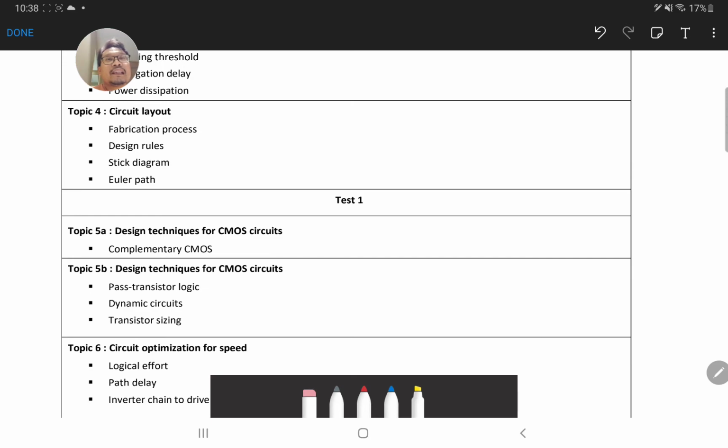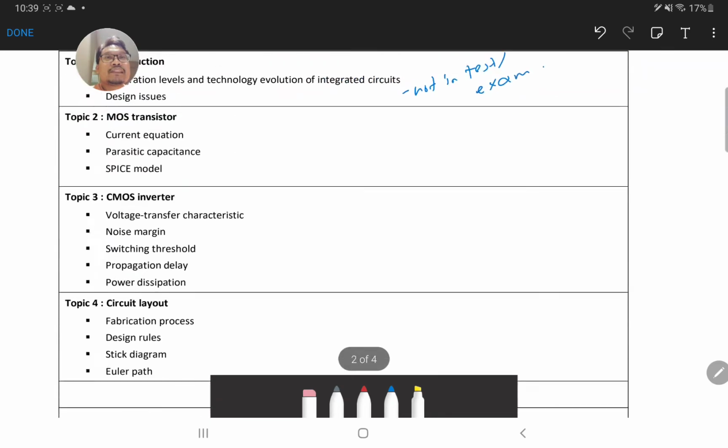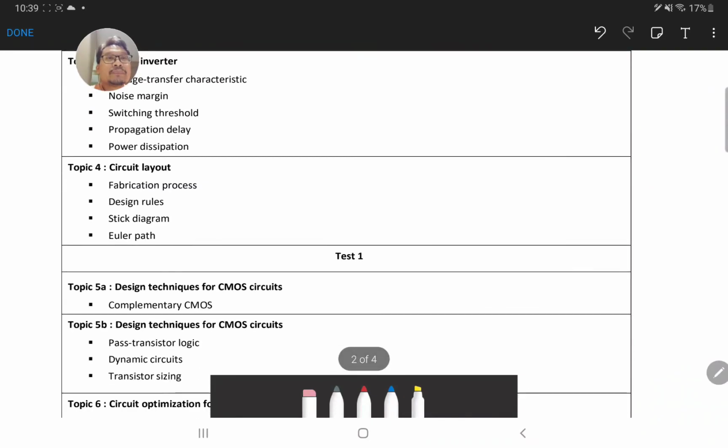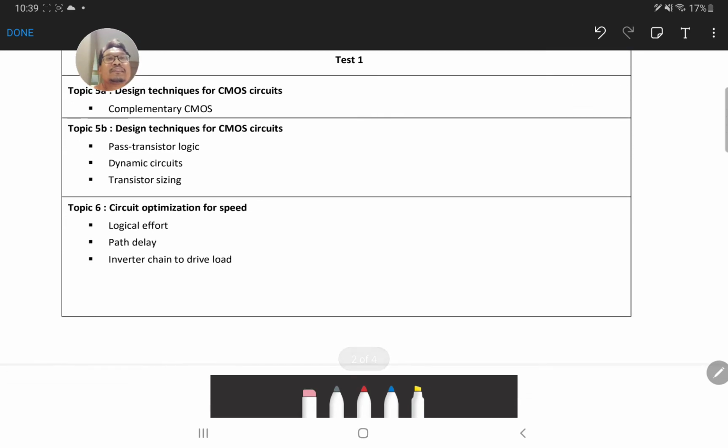What should be the metal length, metal pitch, and so on. Stick diagram. Okay, stick diagram is a useful method for layout designers to get an optimum layout. And then we'll do a test that covers topics 2, 3, and 4. Okay, and then we go to topic 5, which is on CMOS design.